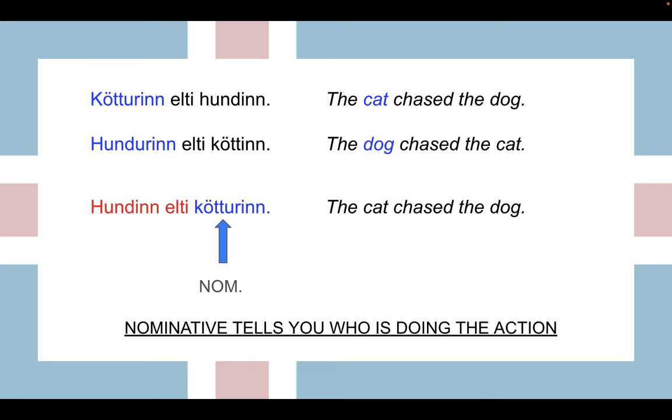This is very important when learning Icelandic, because you'll come across a lot of sentences where they structure the sentence differently than in English, and it's very important that you recognize the word that is in nominative so that you know who is doing the action.